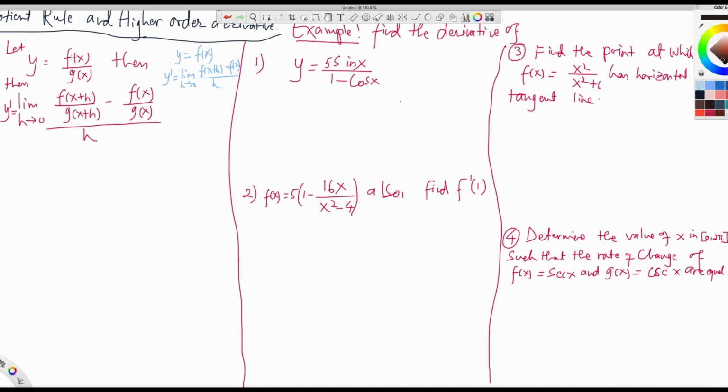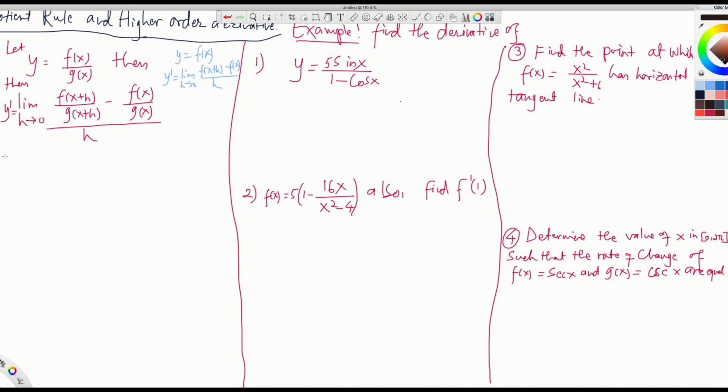Quotient rule means if there is the ratio of the two functions, f(x) divided by g(x), then how do I find out the y prime? How do I find out the derivative of that? I use exactly the same limit definition of the derivative of a function. If y equals f of x, then y prime will be limit h tends to 0, you replace x by x plus h minus, just write down f(x), divided by h. I'm doing exactly the same thing here, right? I replace x by x plus h, that is f(x plus h) divided by g(x plus h) minus f(x) over g(x), whole divided by h.